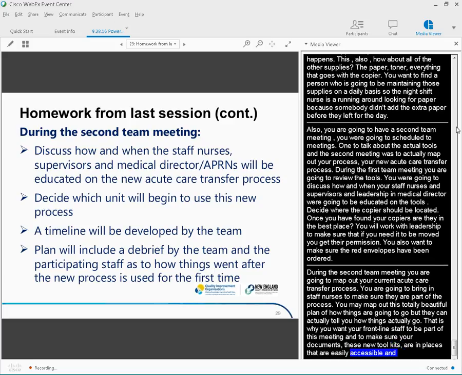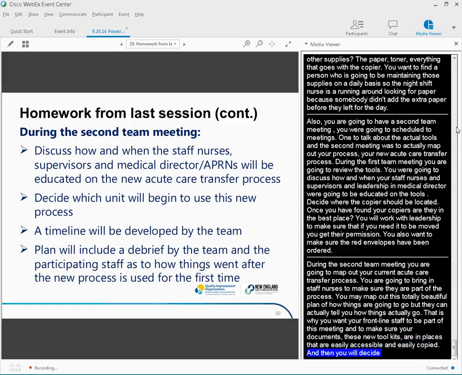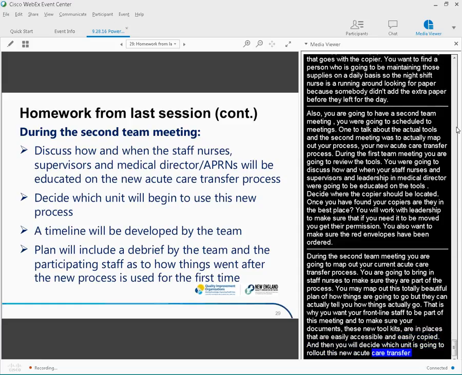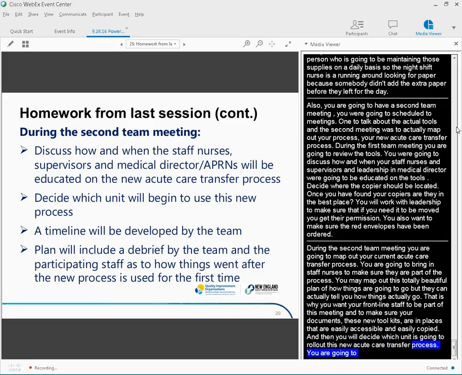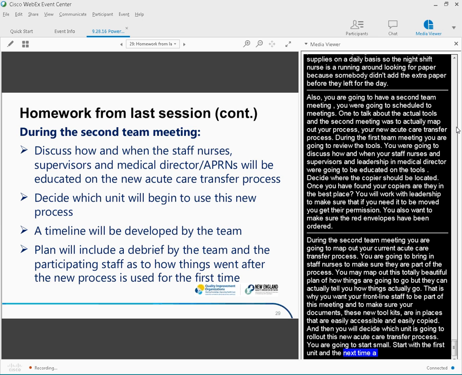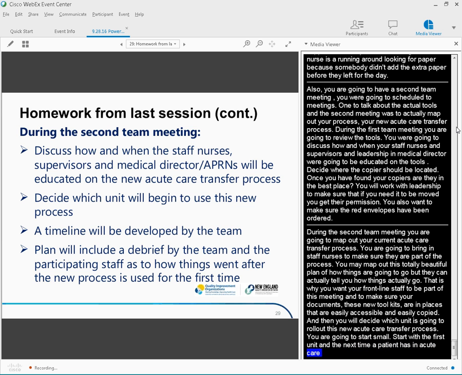And then you're going to decide which unit is going to roll out this new acute care transfer process. You're going to start small, with your first unit, and the next time a patient has an acute care transfer, that's when they're going to start using the new process, and then you're going to debrief after it to make sure it went well.